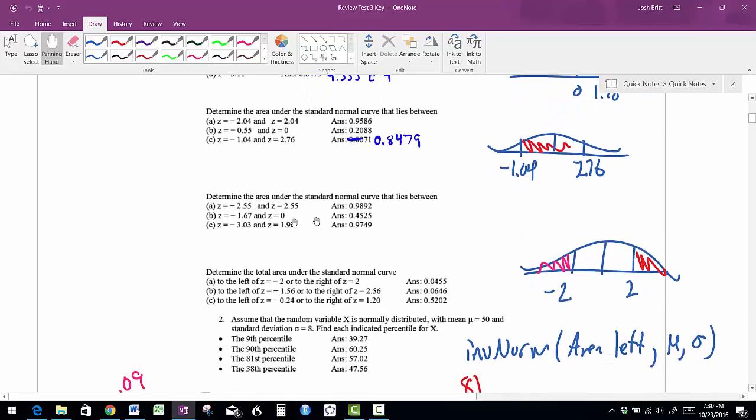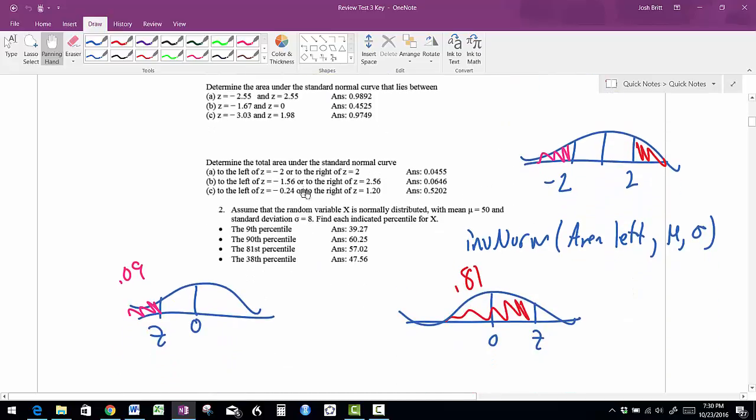Alright, so between two values, you'll have to find the area between, so normal CDF, lower bound, upper bound, 0, 1. And also in the tails, to the left of -2, right of 2. I have to do normal CDF here, and then add those together. So we've got the answers here.